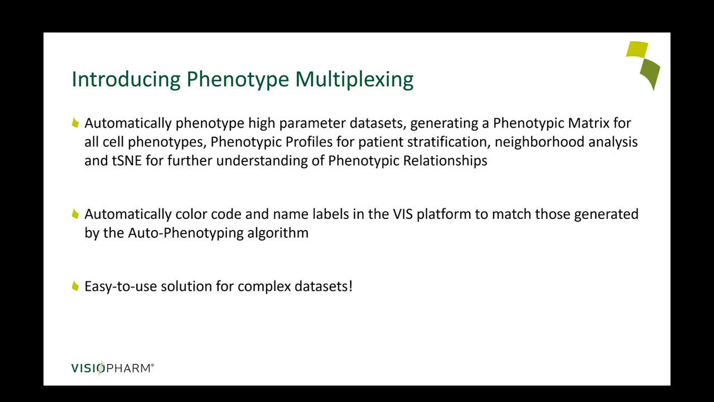The phenotype multiplexing module automatically phenotypes high parameter data sets, generating a phenotypic matrix for all cell phenotypes, phenotypic profiles for patient stratification, neighborhood analysis for understanding relationships between different phenotypes of cells, and tSNE plots for further understanding of phenotypic relationships. The module automatically color codes and names labels in the VIS platform to match those generated by the auto-phenotyping algorithm. Most important, this solution is easy to use for really complex datasets.